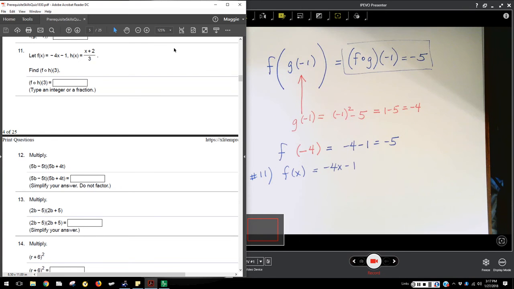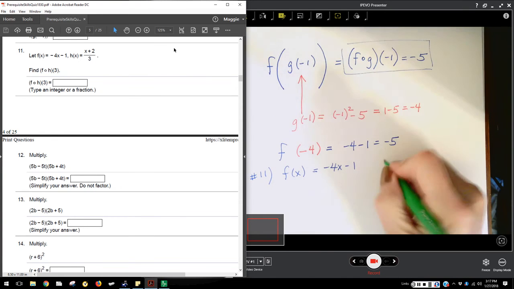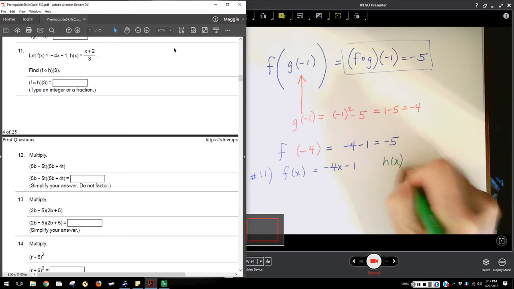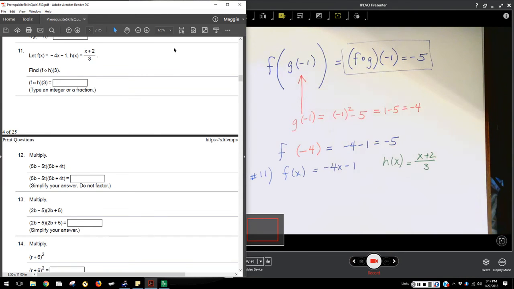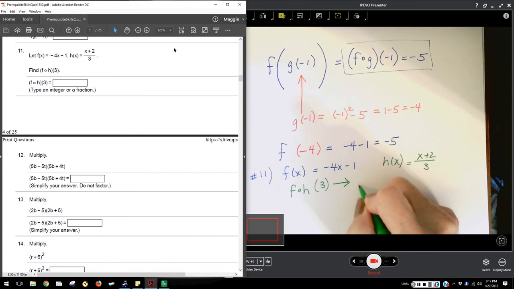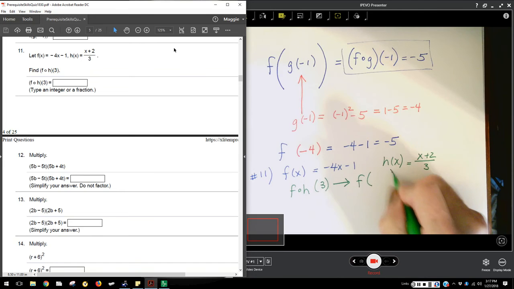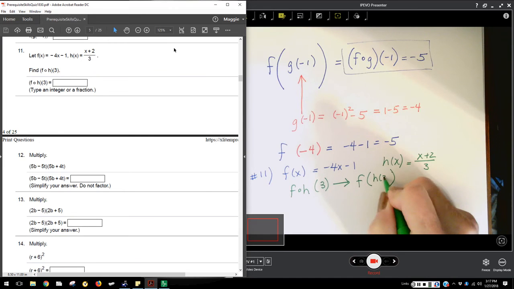And it says h of x is equal to x plus 2 over 3. So what h does to x is whatever x is, it adds 2 and then divides the total by 3. And they want us to find what's called the composite, which is f of h of 3. Which means the same thing as taking f and using the output of h of 3 as the input.